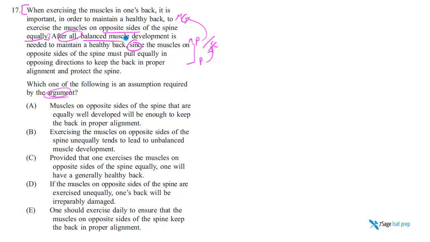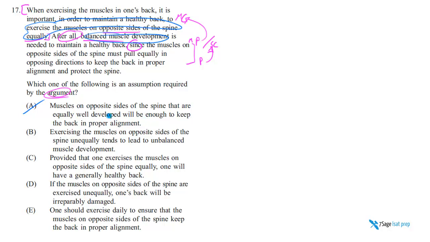The gap is the idea between balanced muscle development and exercising muscles on the opposite side of the spine equally. Right? That's the gap. So what must be true? Muscles on opposite sides of the spine that are equally well developed will be enough to keep the back in proper alignment. Okay, that's fine. I mean, if it's not enough, that's still okay. Right? It doesn't wreck our argument.